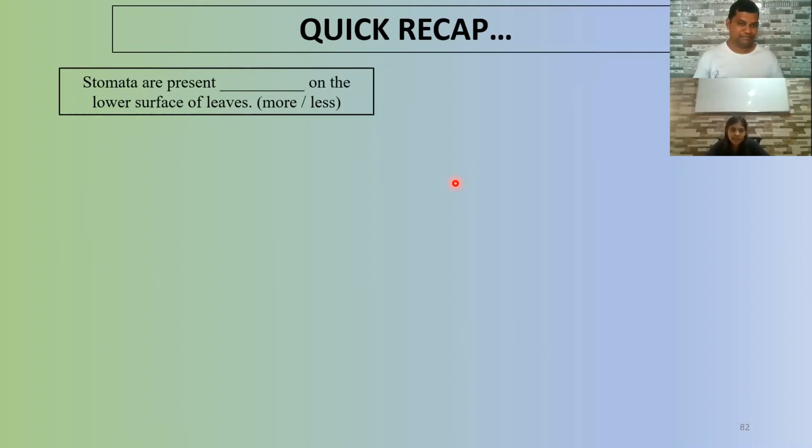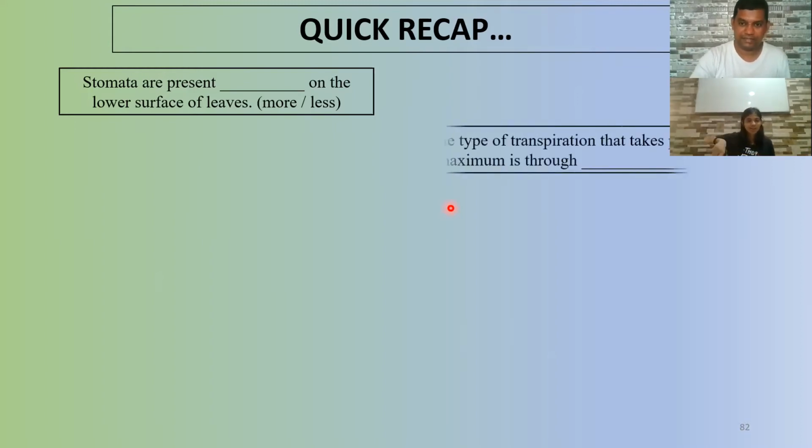Stomata are present dash on the lower surface of the leaves. More or less? Lower surface of the leaf has more stomata. Right, the answer is more. Next.